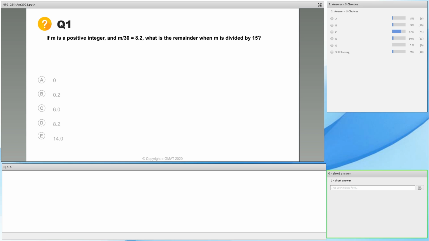So we talked about that equation. We should be using that equation. So what is the remainder when m is divided by 15? Or in other words, what am I concerned with?